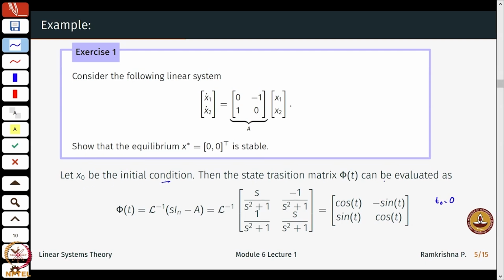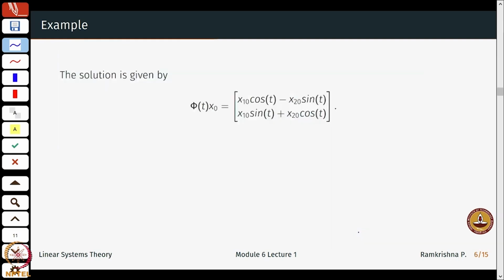Then the state transition matrix, well, we know how it is computed this way. I will not go into the steps of this, but by now we know how to compute the state transition matrix. So given any initial condition x naught, which is a 2-dimensional vector with components x1 naught and x2 naught, the solution will look something like this.